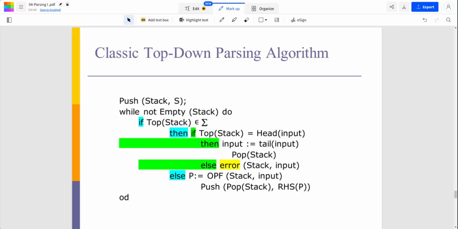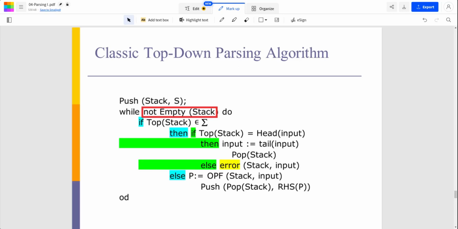The parsing algorithm can be represented using the pseudocode as follows. In this algorithm, the stack represents the parse stack that holds the symbols being processed during the parsing process. And the algorithm continues until, as you can see in this code, "not empty stack". That means the algorithm continues until the stack becomes empty, indicating the completion of the parsing. That is the one case.